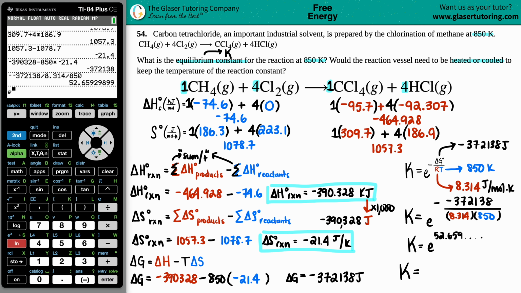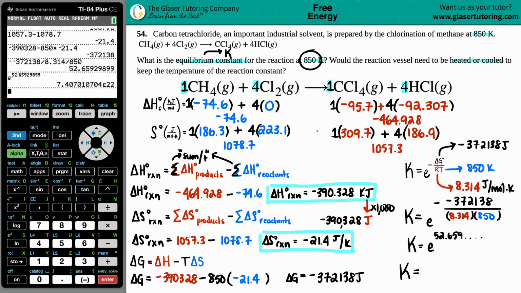So let's just do it. Second ln, that's the e button. I'm going to grab the whole value in Calci, press equals, and there you go. 3 sig figs, I guess. So technically there's 2 here for 850, so maybe we'll only use 2. So 7.4. 7.4 times 10 to the 22nd.